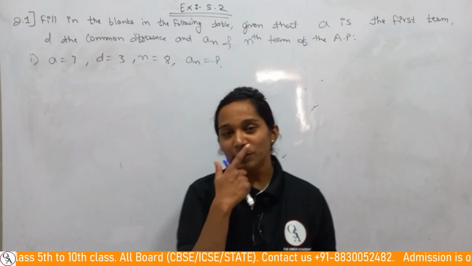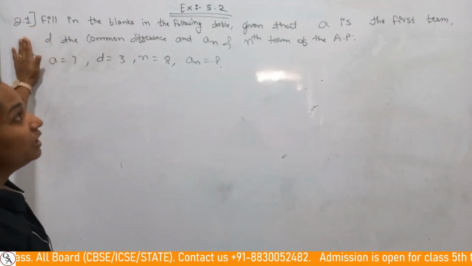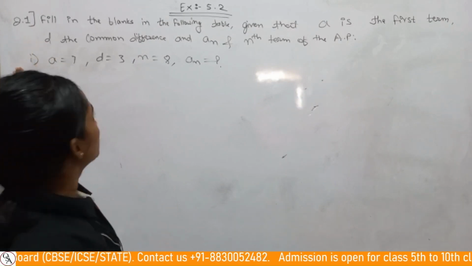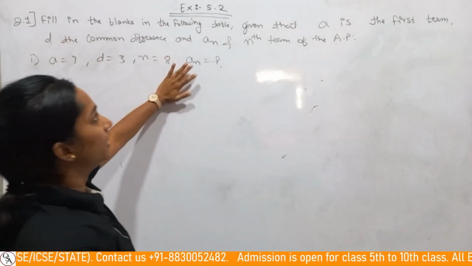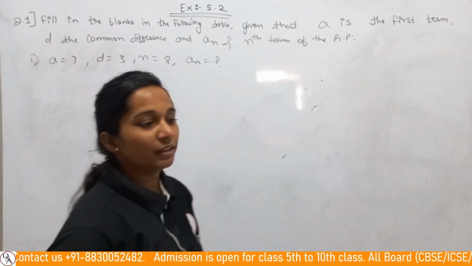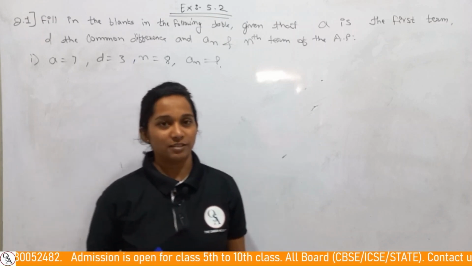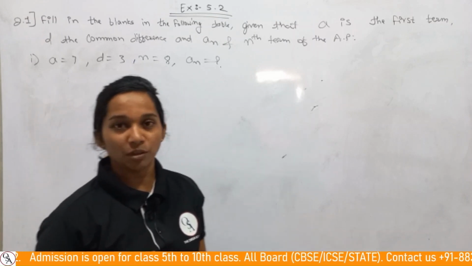We are going to start exercise number 5.2, and we are going to see question number 1, where we have to fill in the blanks in the following table. Given that a is the first term, d is the common difference, and a_n is the nth term of an AP. Here they give the question in tabular form. I have not drawn this, but I'm going to solve question number 1.